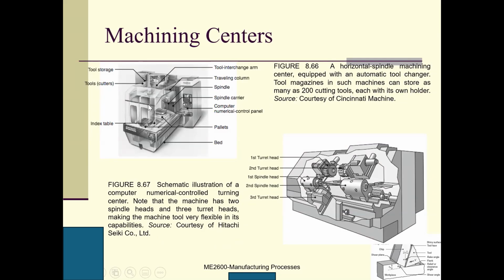This is the tool storage, with tools, cutters, a tool interchange arm, which changes the tools, and the spindle, a horizontal spindle, and the spindle carrier. This is the pallets, and this is the bed.